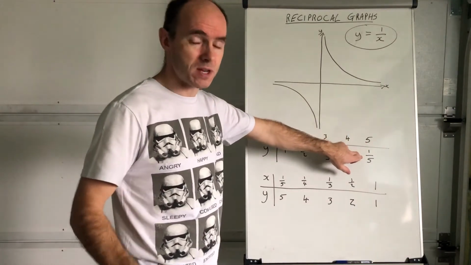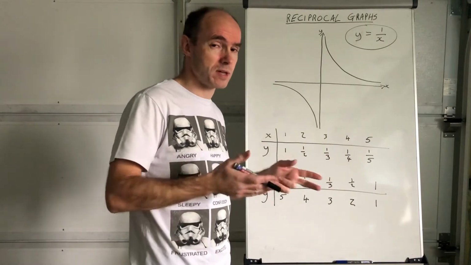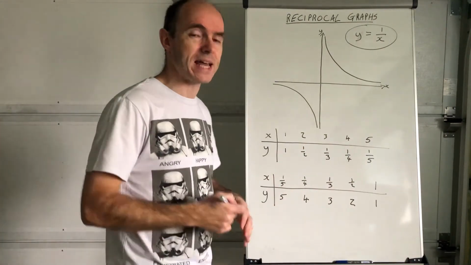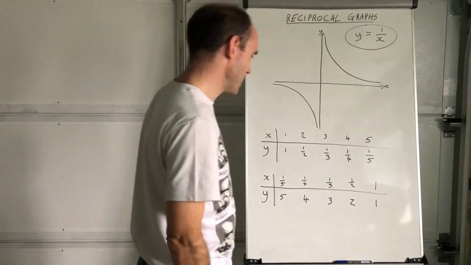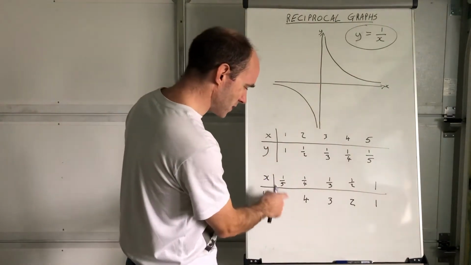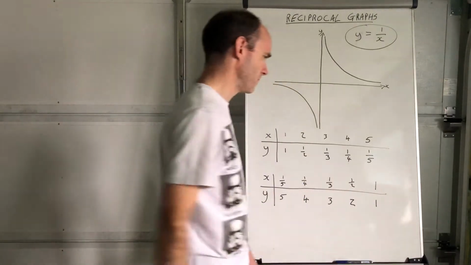Remember, the number 1 you can write as 1 over 1, the number 2 is 2 over 1, 3 is 3 over 1. You can write any integer as a fraction with the numerator over 1. Similarly, the reciprocal of a fifth is 5, a quarter is 4, a third is 3, a half is 2, and so on.